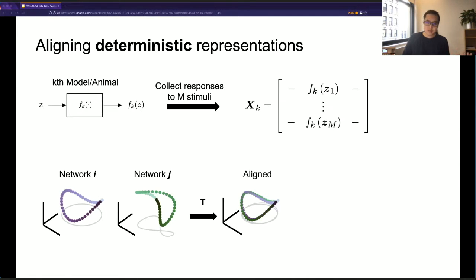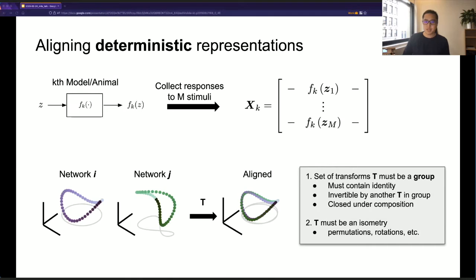So given an allowable set of transformations, we should be able to first align the two networks, and whatever remaining difference is the distance between them. So this T, this transform, formally must be in a group, which means that it must contain the identity transform. It must be invertible by another T in the group, and a bunch of T's must be closed under composition. Oh, and finally, T must be an isometry, like a permutation or a rotation. And these conditions together effectively make our method symmetric. So you can choose to either align I to J or J to I, and you should get the same distance.